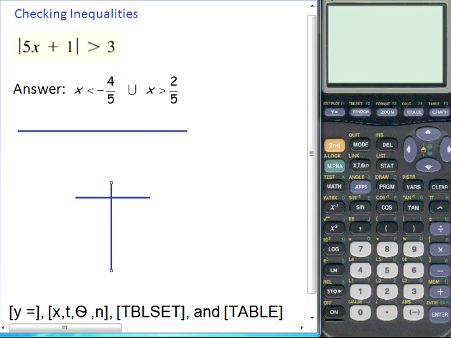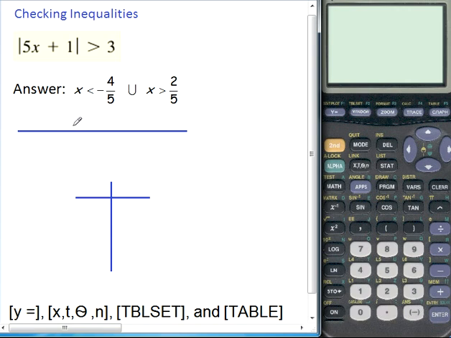Alright, our final problem is going to be checking the inequality absolute value of 5x plus 1 is greater than 3. And we have two parts to this solution. We've got x less than negative 4/5 union x greater than 2/5. And to check it, you really need to understand the graph first. I'm going to go ahead and graph that.